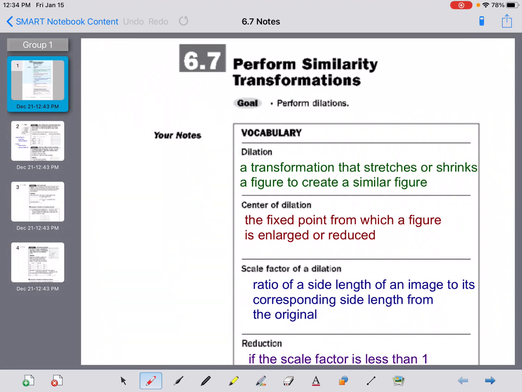6.7, perform similarity transformations. Transformations we talked about way back in chapter 4 when we did translations, reflections, rotations. This time we're going to talk about ones that are similarity transformations. And we actually have a new one and a different one. Because things are similar and not congruent, we are once again going to look for our congruent angles and our proportional sides.